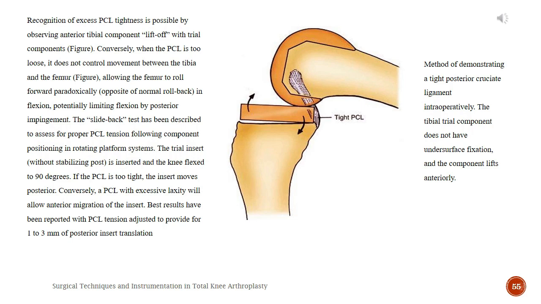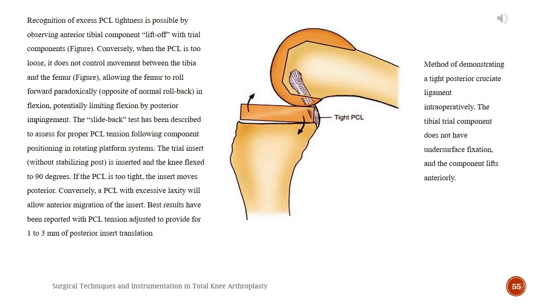The trial insert, without stabilizing post, is inserted, and the knee flexed to 90 degrees. If the PCL is too tight, the insert moves posterior. Conversely, a PCL with excessive laxity will allow anterior migration of the insert. The best results have been reported with PCL tension adjusted to provide for 1 to 3 mm of posterior insert translation. Notice the figure. Method of demonstrating a tight posterior cruciate ligament intraoperatively.